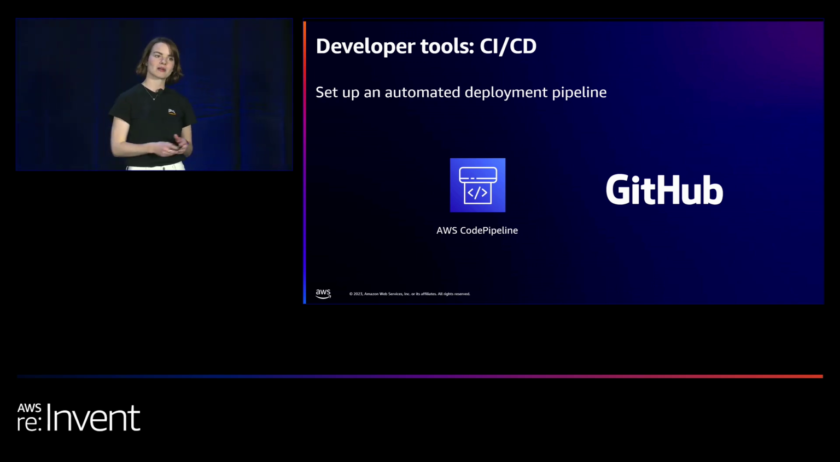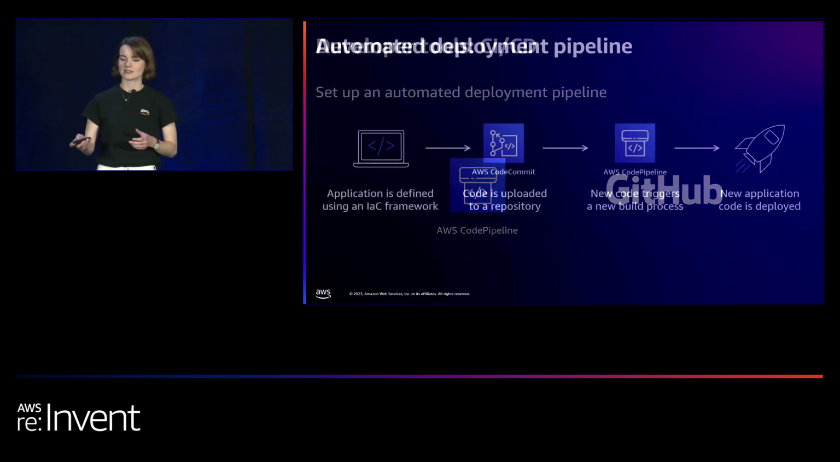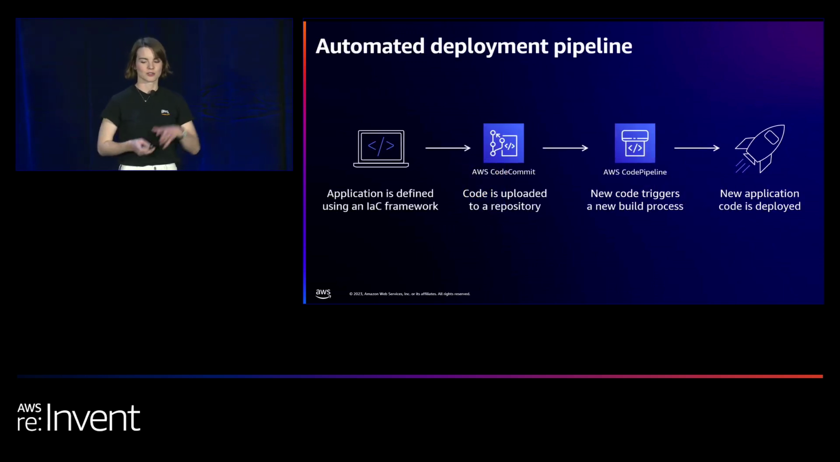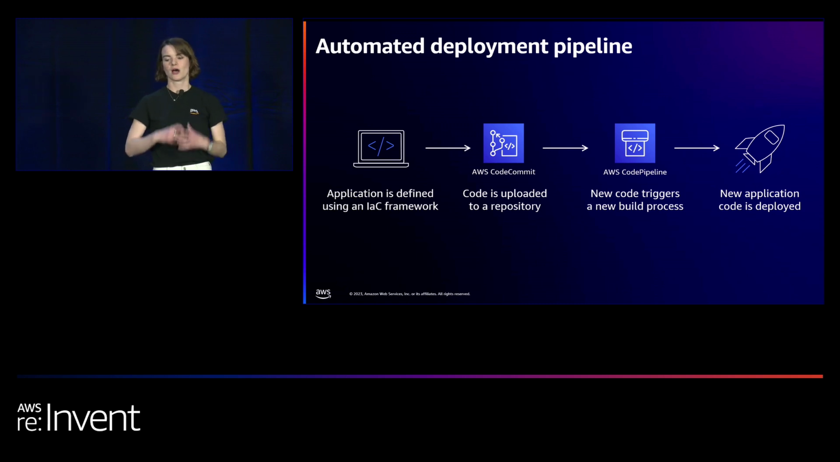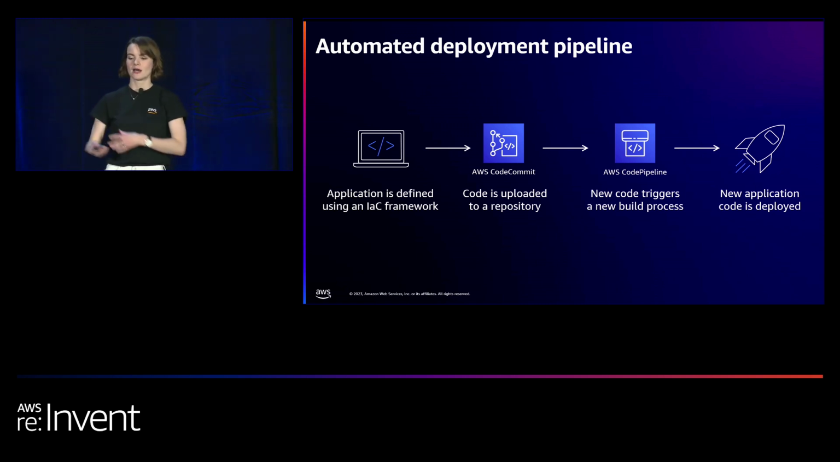You could use CodePipeline for this, GitHub, and this is kind of the flow that it would take. So defining your application in infrastructure as code, uploading it to a repository, that upload to version control triggers a new build, and that deploys it up to the cloud.